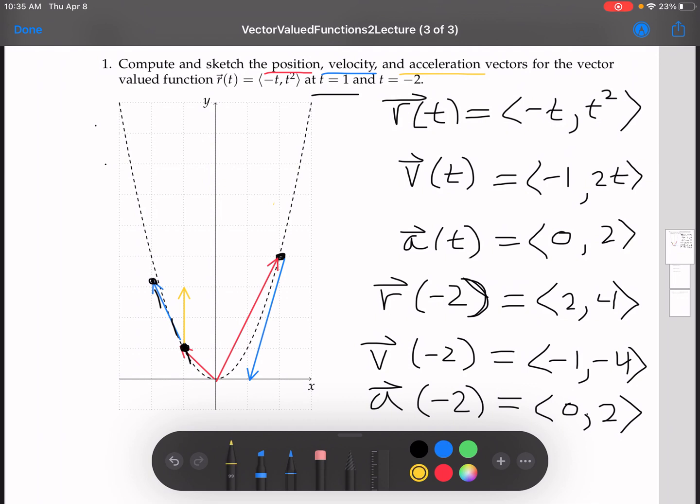And still the acceleration at -2 is over 0 up 2. So we'll just go up 2. And again, thinking of this red vector there as a position vector for a line, and the blue vector there, the velocity vector, thinking of it as a direction vector for the parameterization of a line.